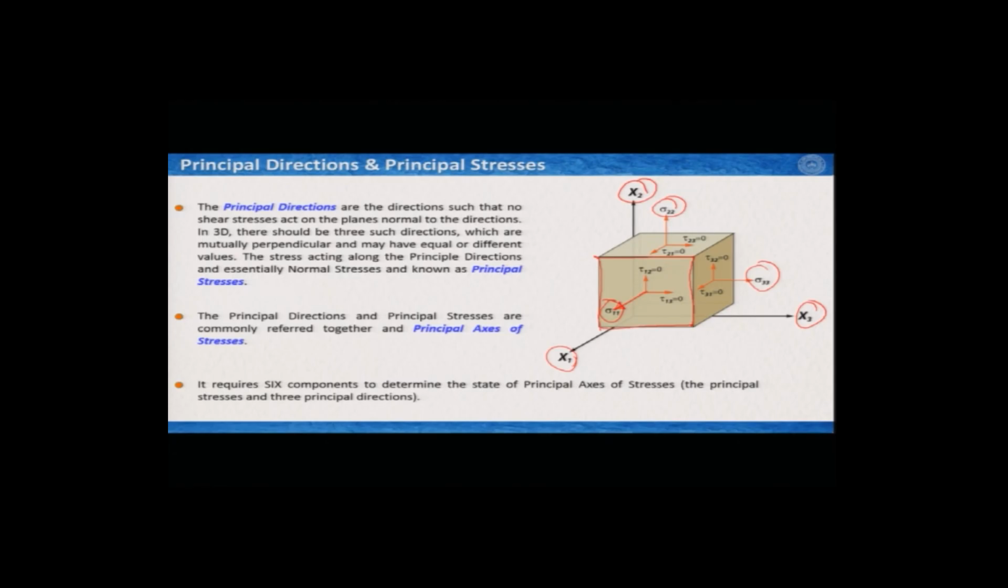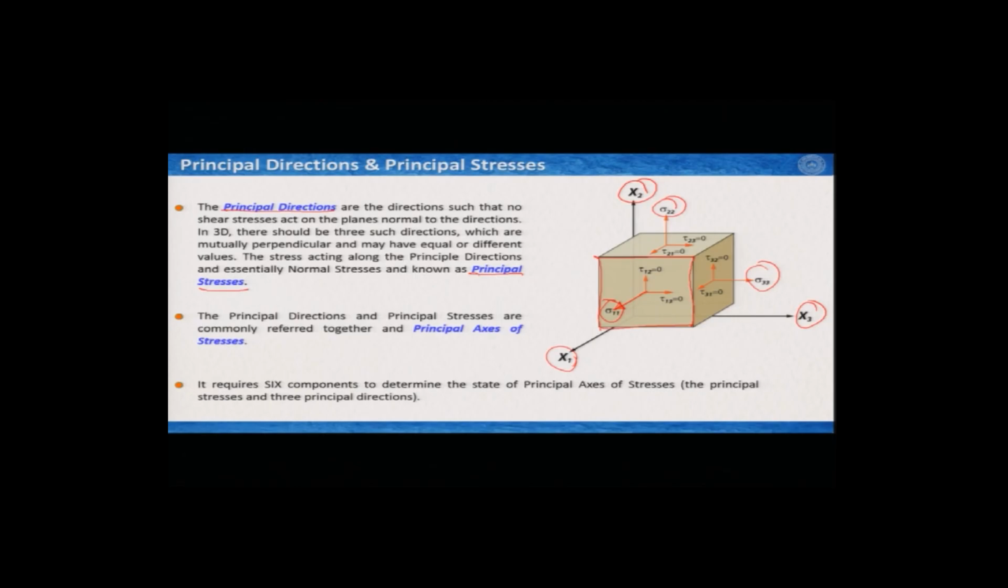We will learn what would be the meaning if they are equal and what is the meaning if they are different. So the stress acting along the principal directions, that means their magnitude along the principal directions, which are essentially the normal stress components, are known as principal stresses. So we learn principal stresses, which are the magnitudes, and principal directions, which are the directions along which the principal stresses do act or do work.